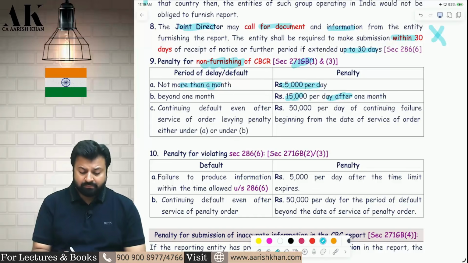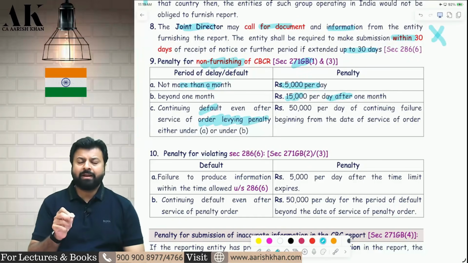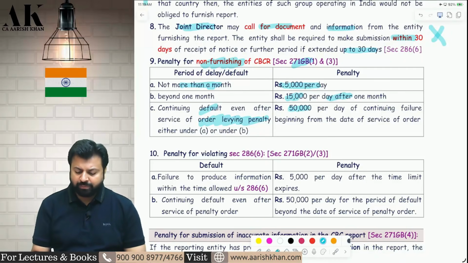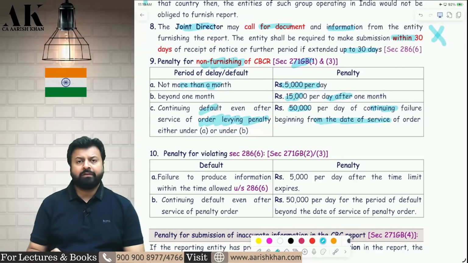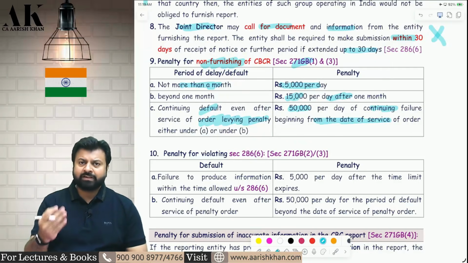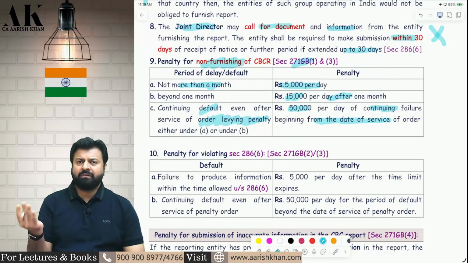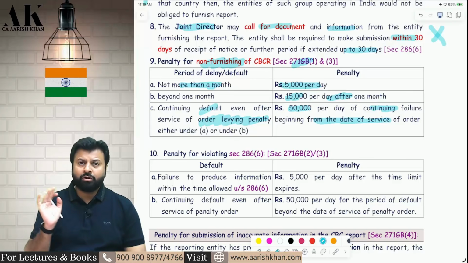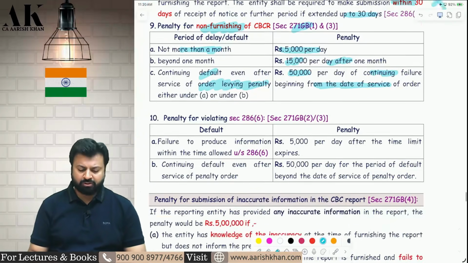After that, the department will send you a penalty order and will tell you to pay the penalty and to file the CBCR. Even after that, if you are not paying the penalty and not filing the CBCR, then it is directly 50,000 rupees per day. So for the first 1 month, 5,000 per day. From 1st May, it is 15,000. Then the department will wait for a few days, a few months. After that, they will send you an order. After that also, if you don't pay and don't file the CBCR, then 50,000 rupees per day penalty will be imposed on you.